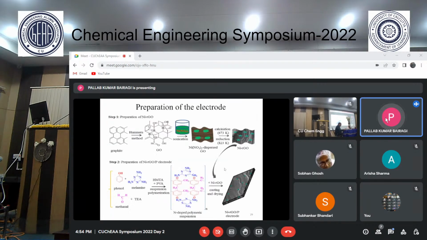How is the electrode developed? Initially, graphene oxide is prepared from graphite using Hummers' method. It is then sonicated in a nickel nitrate solution. Obviously, the concentration of nickel nitrate was optimized initially, and the metal loading was tested using atomic absorption spectroscopy. It was then dried, calcined, and reduced to prepare nickel nanoparticle dispersed reduced graphene oxide. The material is then dispersed in a polymeric suspension of phenol and melamine to prepare the NiRGOP electrode.